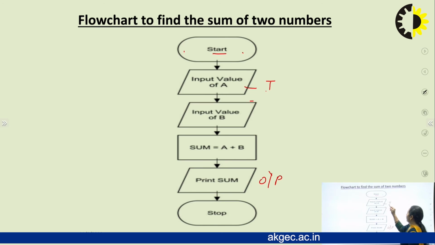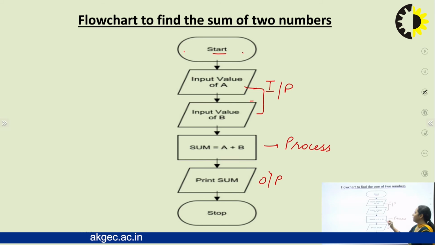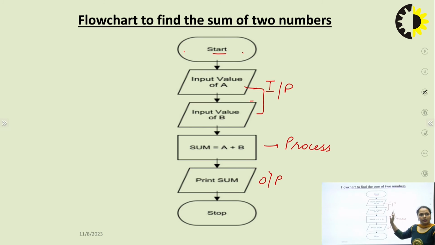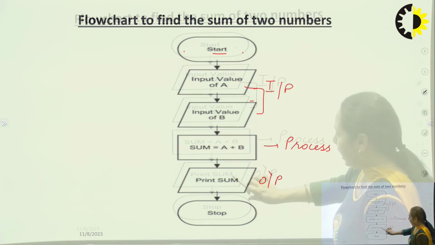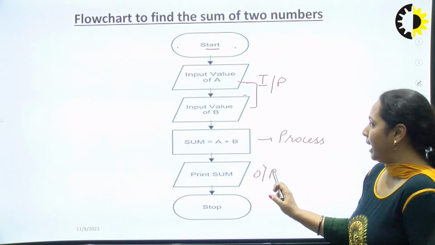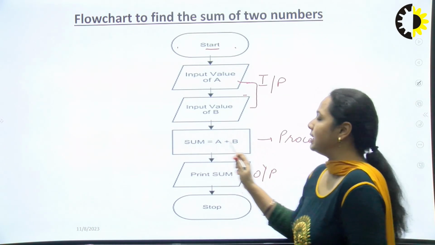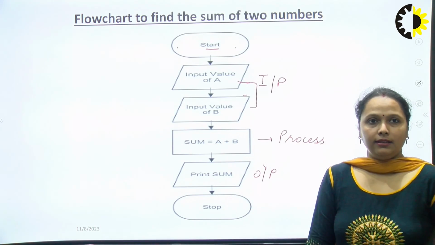So for input and for output, we use parallelogram, and for process, we use rectangle. And last is the stop, which is written within the oval symbol. So start and stop are written within the ovals. Input and output are written within the parallelogram, and the process is written within the rectangle.